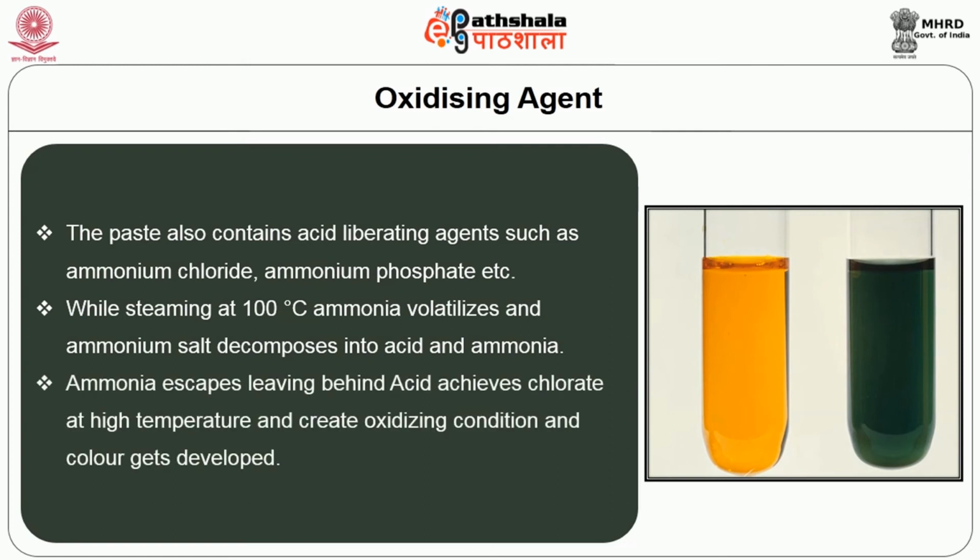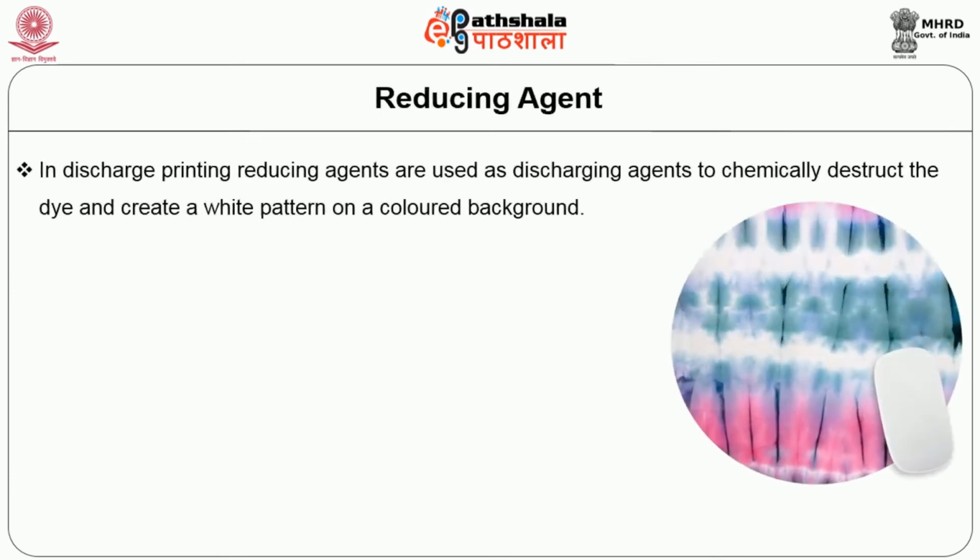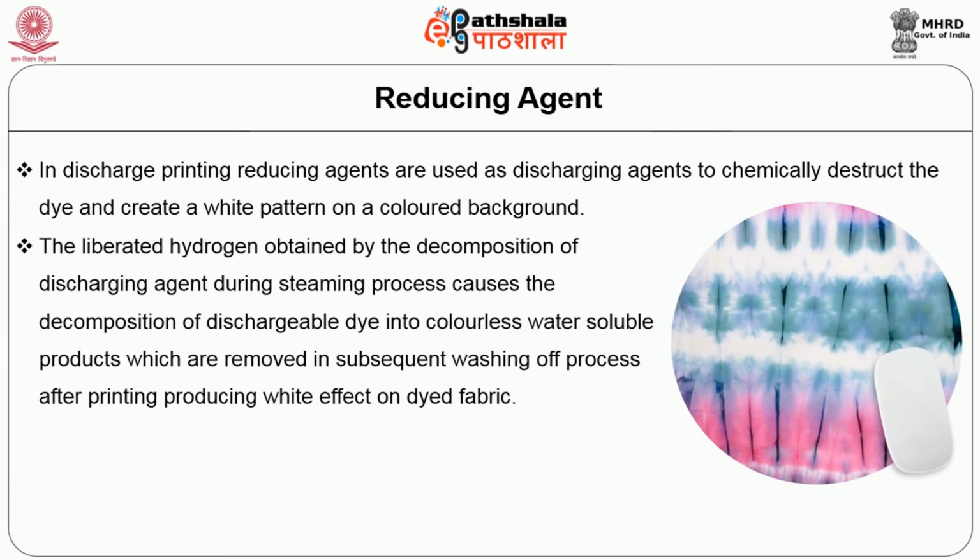Ammonia escapes, leaving behind acid, which achieves chlorate at high temperatures and creates an oxidizing condition, and the color gets developed. Reducing agent. In discharge printing, reducing agents are used as discharging agents to chemically destroy the dye and create a white pattern on a colored background. The liberated hydrogen obtained by the decomposition of the discharging agent during the steaming process causes the decomposition of the dischargeable dye into colorless water-soluble products, which are removed in the subsequent washing-off process after printing, producing a white effect on the dyed fabric.